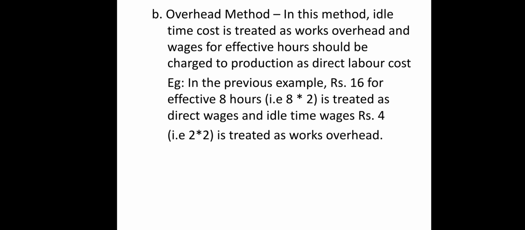So let us take the previous example itself. Whether it is 10 hours is the normal working time, of which 2 hours is idle time, normal idle time. Okay, so what we do is ₹16 for 8 effective hours. The effective hours are 8, and when we multiply 8 into 2, what do we get? 16, because we said the time rate is ₹2 per hour. Okay, so we get 16 and this 16 is treated as direct wages. Okay, we will enter it as direct wages, and the idle time wages ₹4, that is 2 hours into ₹2. So that is treated as works overhead or factory overhead.